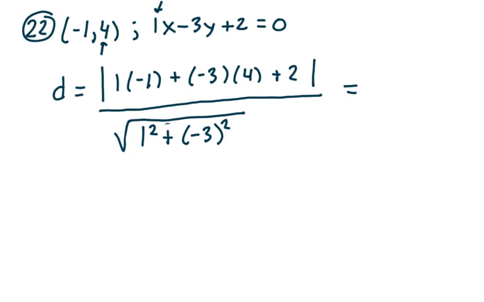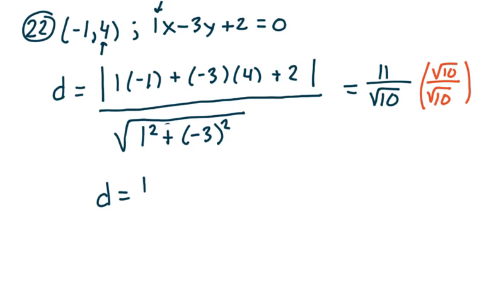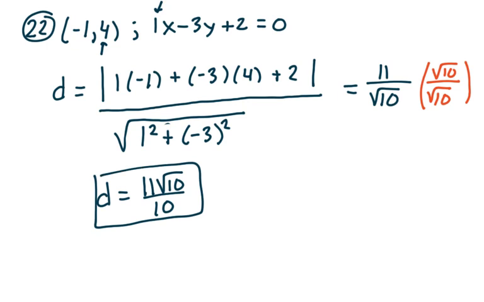Now, negative 1 minus 12 is negative 13. Negative 13 plus 2 is negative 11. The absolute value of negative 11 is 11. And then I'm going to divide by the square root of 10. Now, if I rationalize that denominator, I'm going to multiply numerator and denominator by the square root of 10. And when I do that, the distance is 11 times the square root of 10 divided by 10. That's how we do 22.